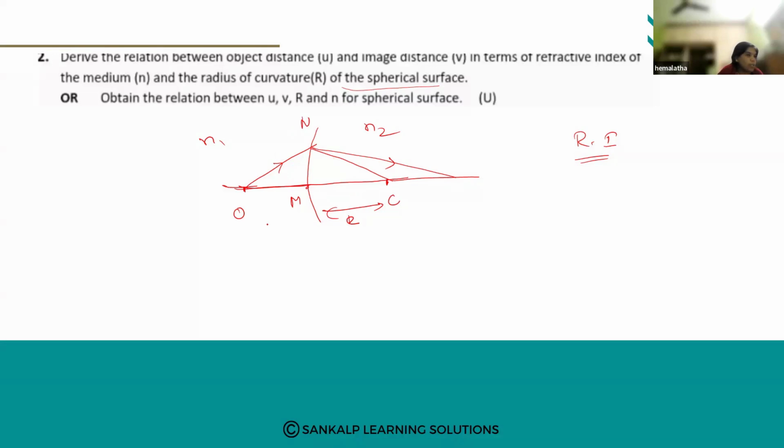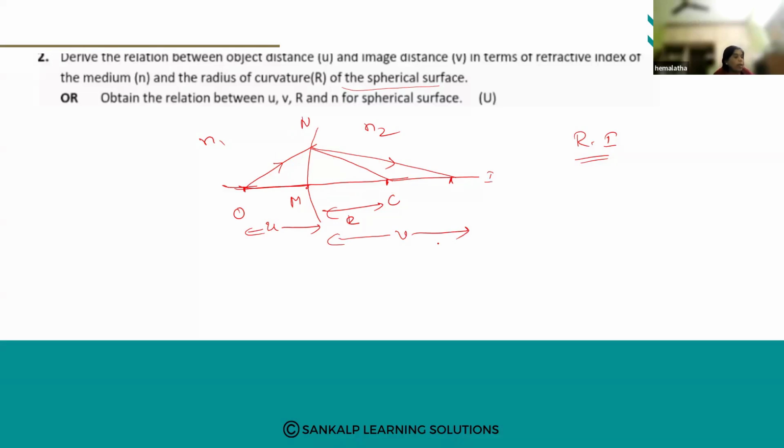This is known as object distance. Correct or not? If the image is formed here, it is known as image formed. And this distance is what? This distance is the image distance. Okay. So the refractive index, everything has been written, everything is done.